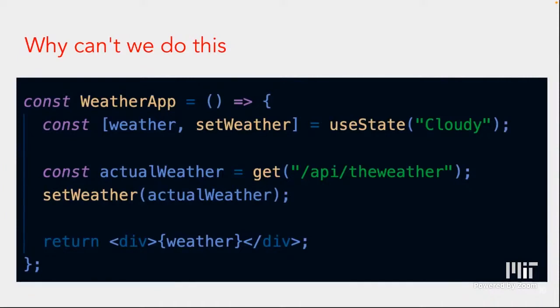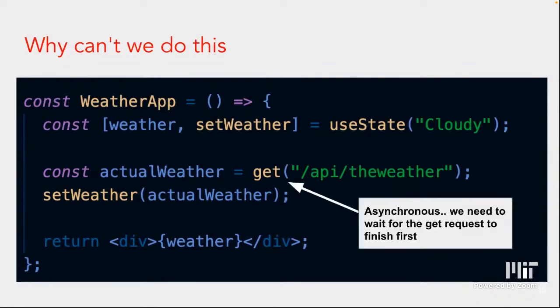Yeah, exactly. The GET request takes some time. It's an asynchronous function, which means that the line of getting the weather runs, and then it goes to the set weather line, but the get never finished. It just moves on without finishing. So we don't actually have actual weather yet. So we have to wait for the get request to finish first.